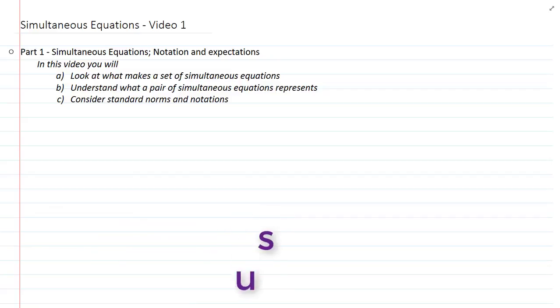Hi, and welcome to video 1 on simultaneous equations. In this video we're going to look at some notation and expectations. I'll explain to you briefly what a simultaneous equation is, and we'll look at what makes a simultaneous equation work and some of the ideas behind solving simultaneous equations.